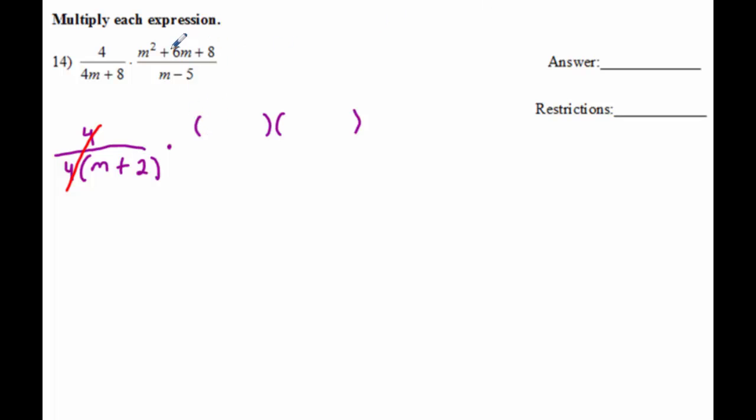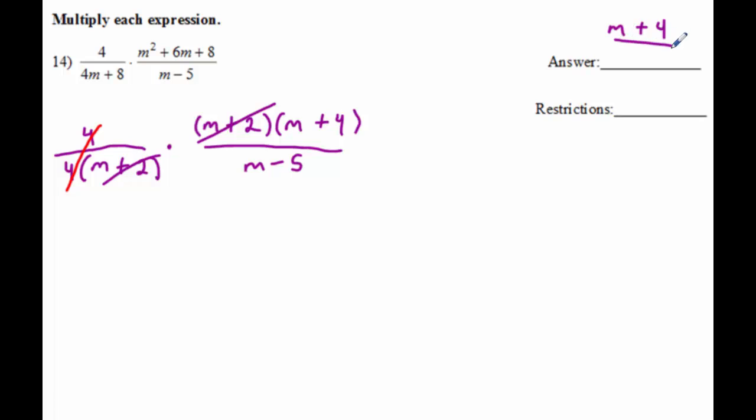Okay, let's factor m squared plus 6m plus 8. Plus 2, plus 4. And m minus 5 is on bottom. So the m plus 2's cancel and the 4's canceled. So everything went away on this first fraction. All I have left is m plus 4 over m minus 5. Remember, they've got to be the exact same to cancel out, so this is my answer.